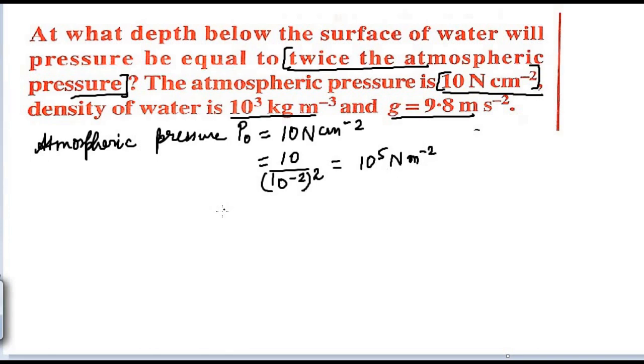So now we have converted the atmospheric pressure in SI unit, Newton per meter square, 10 to the power 5 Newton per meter square. Now what we will do next, density of water is given 10 to the power 3 kg per meter cube.